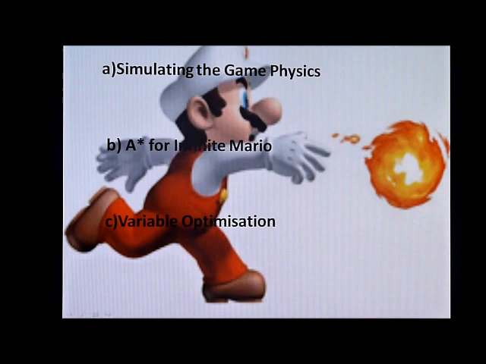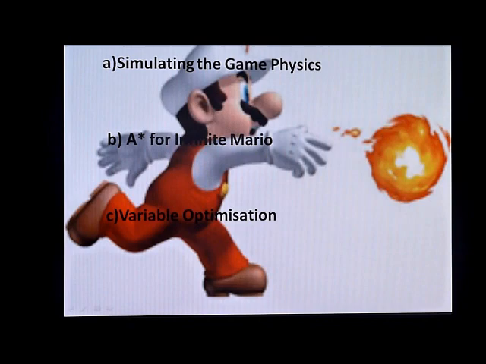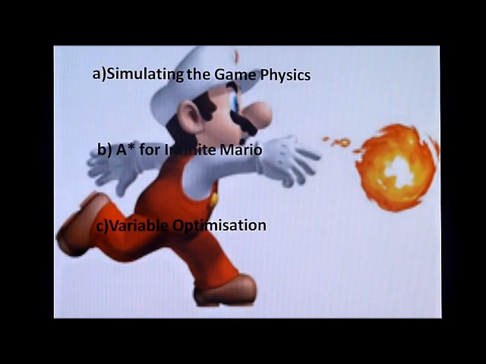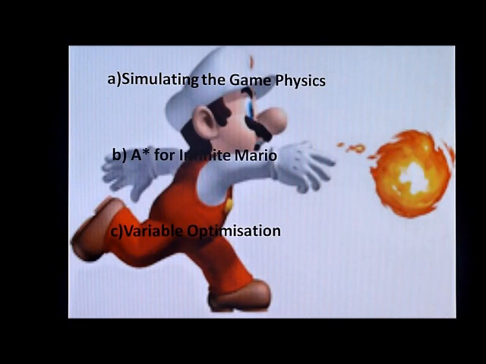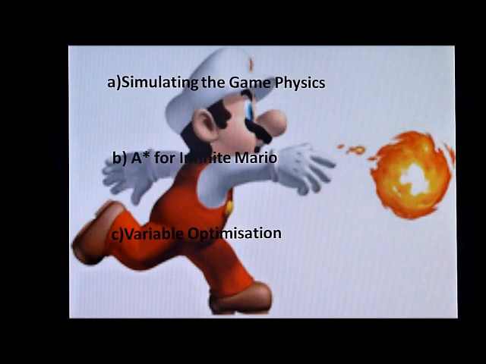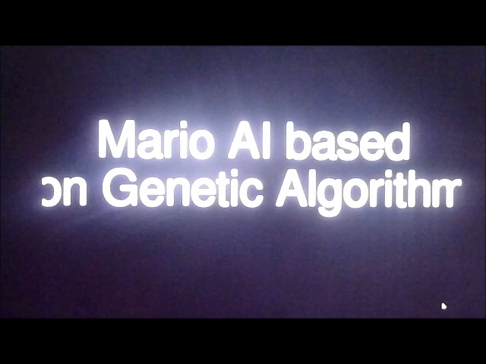And finally, number C, variable optimization. While the A-star search algorithm is quite solid and guarantees optimality, certain restrictions need to be put on its execution time to stay within the allowed 40 milliseconds for each game update. These restrictions will likely lead to a non-optimal solution, so careful testing has to be undertaken.